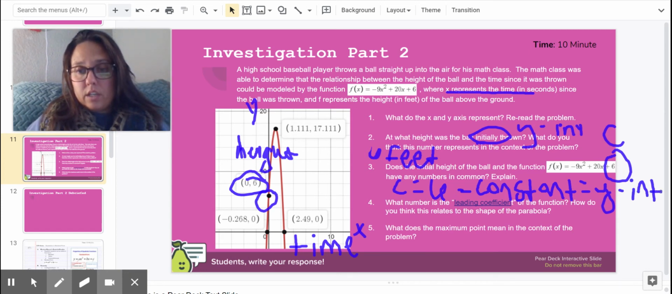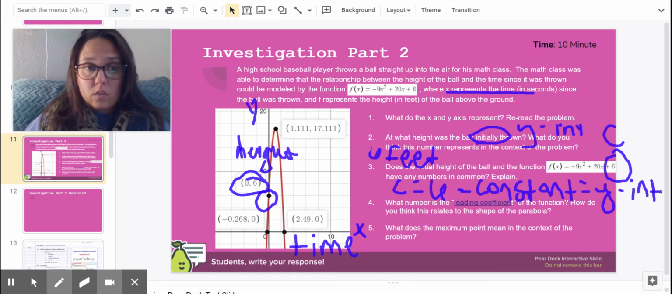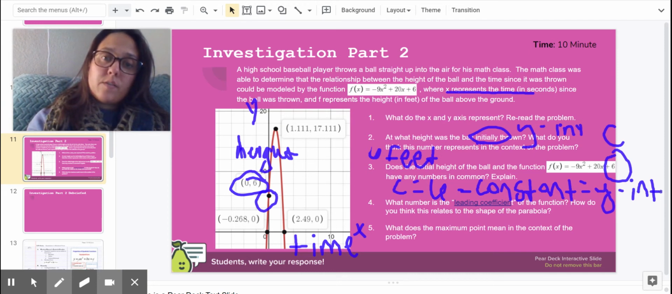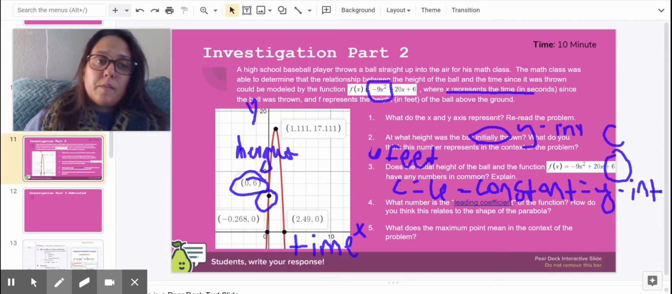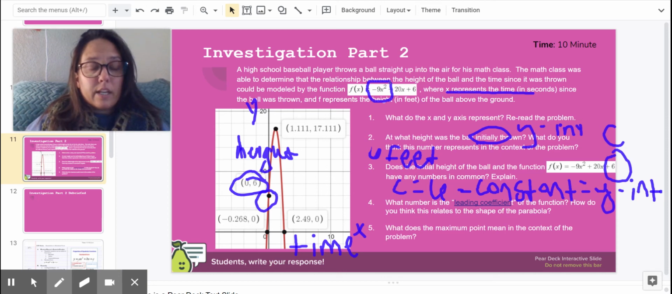What number is the leading coefficient of the function? How do you think this relates to the shape? So we said the leading coefficient in the last slide was the number in front of the highest variable, right? And we learned that in Unit 1 as well. Well, the number in front of the highest exponent attached to the variable is 2, right? X squared. So the leading coefficient is negative 9 because negative 9 is attached to the variable with the biggest exponent.